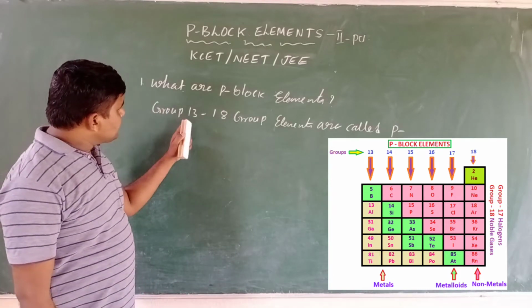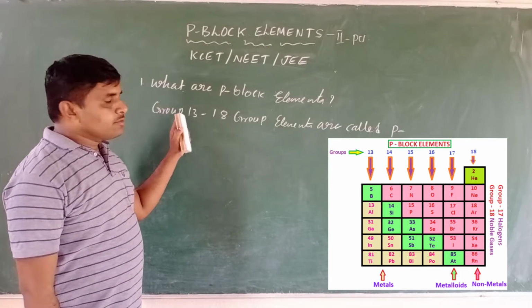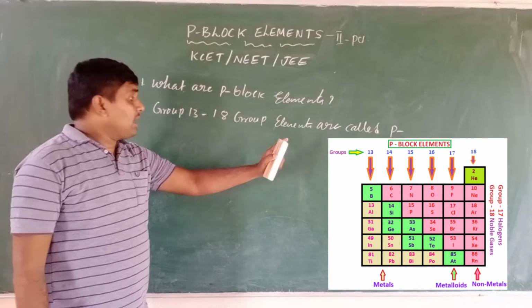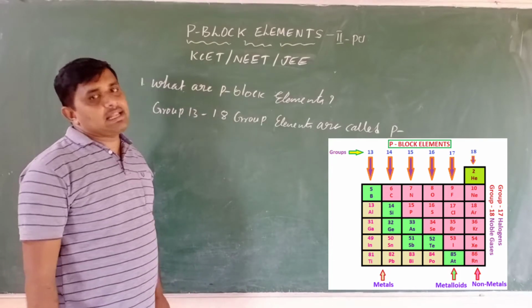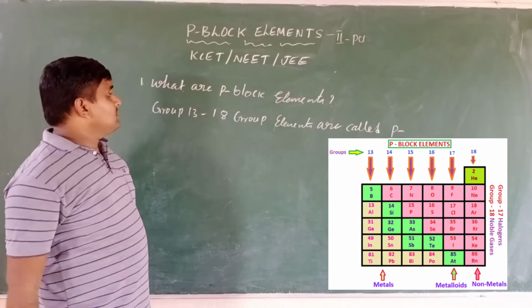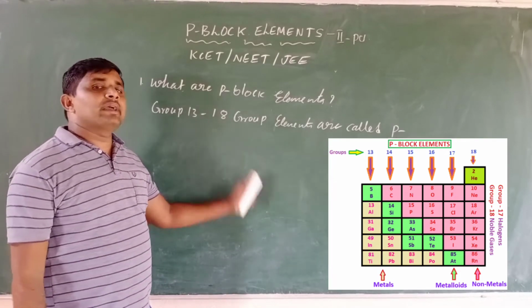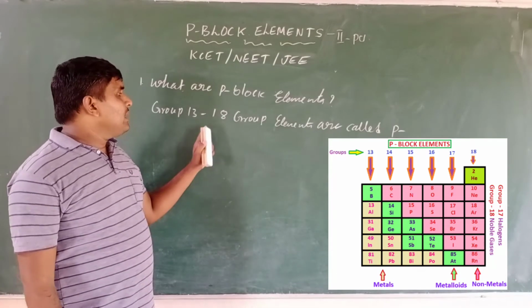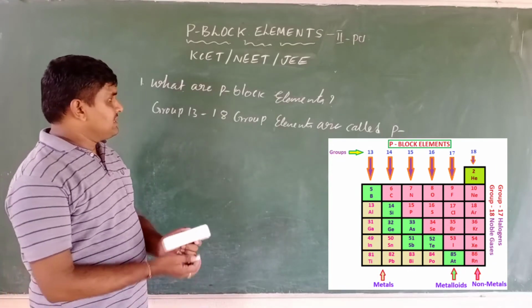And how are these 13, 14, 15, 16, 17 and 18 groups classified? How are they classified? That is based on the number of electrons which are occupied in the P orbitals. That we will see now.